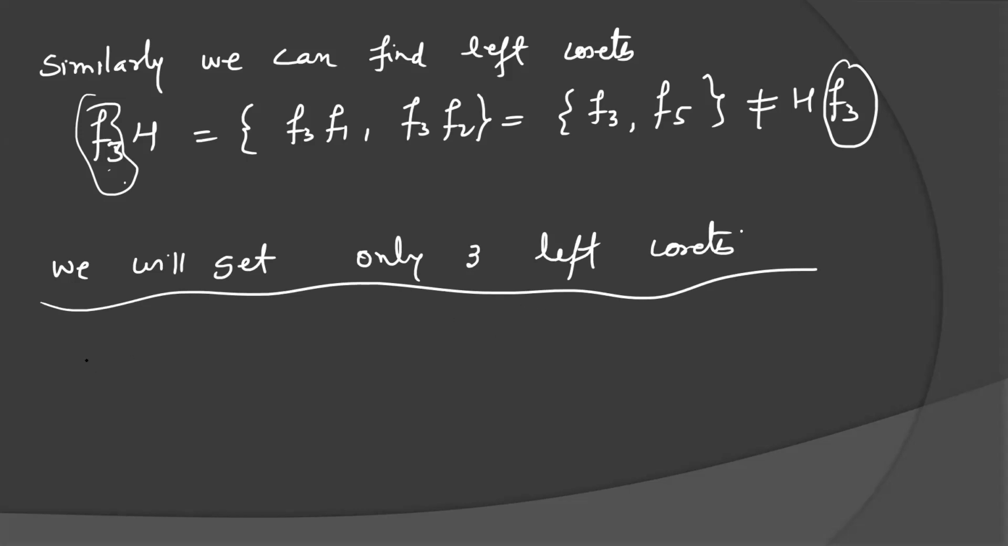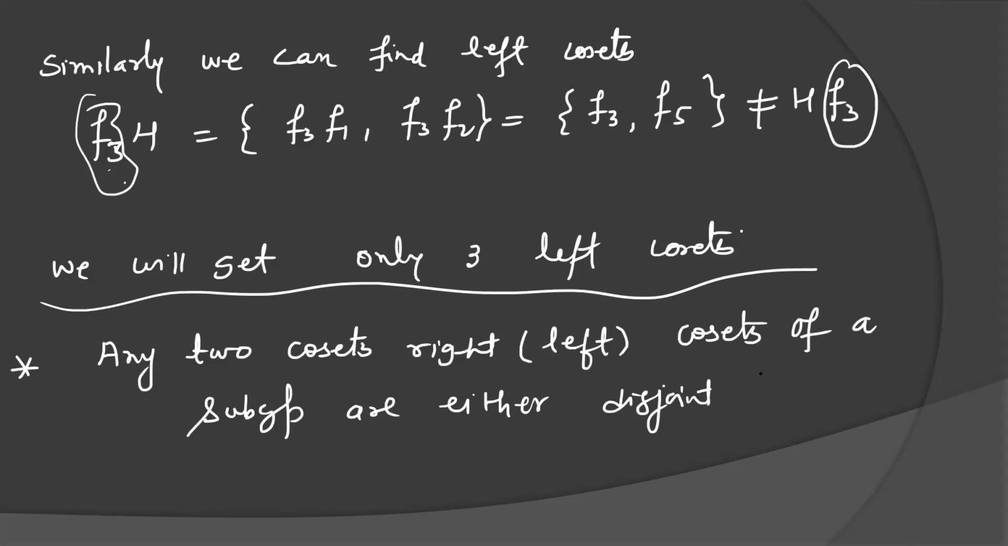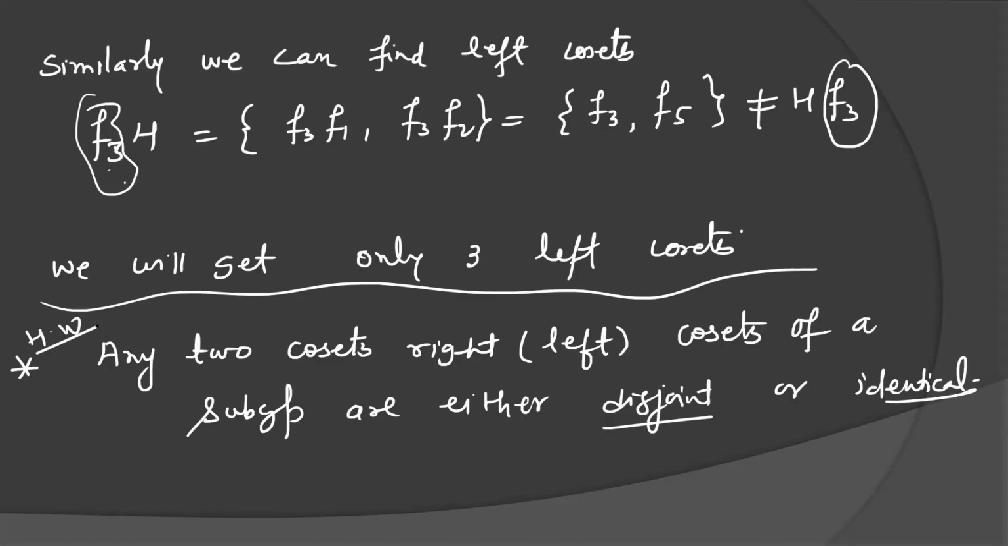Okay, let's see one important remark. Any two cosets, right or left, similarly the theory for left. Cosets of a subgroup are either disjoint, meaning there will be no common element, or identical. Identical means the same. So there are only 2 possibilities: totally disjoint or totally identical. Okay. You can prove this result. I am giving it to you as homework. Prove this. This is an important result.